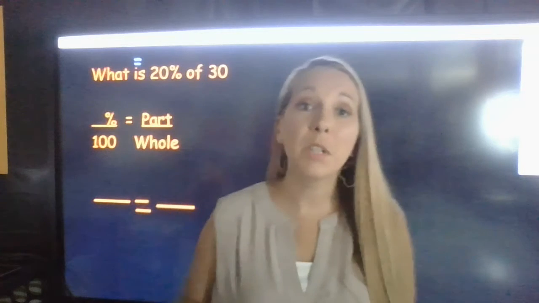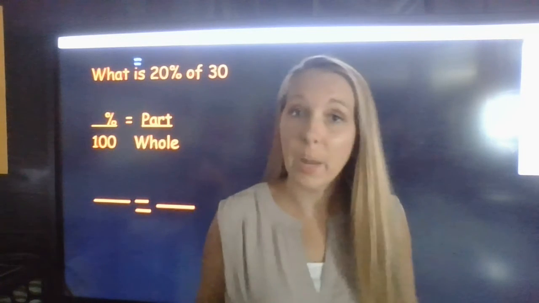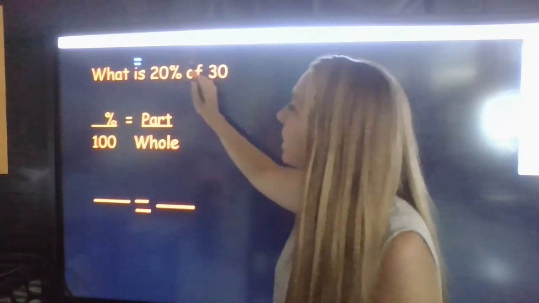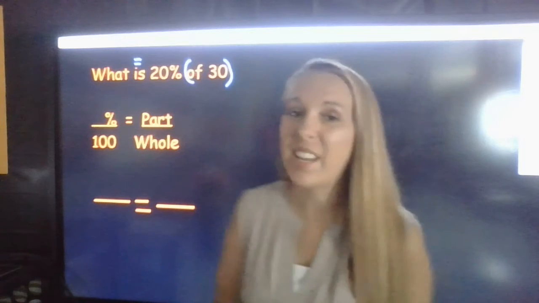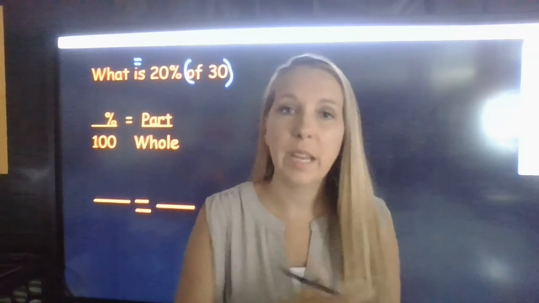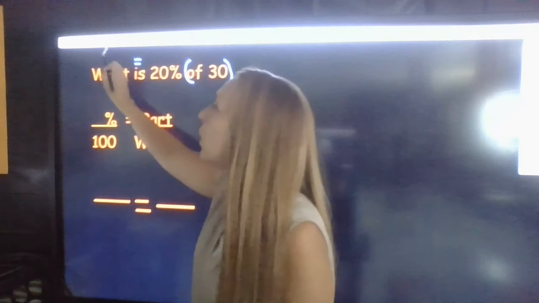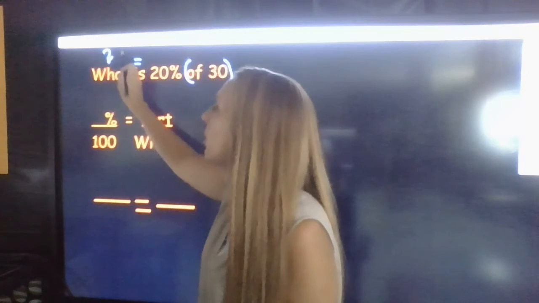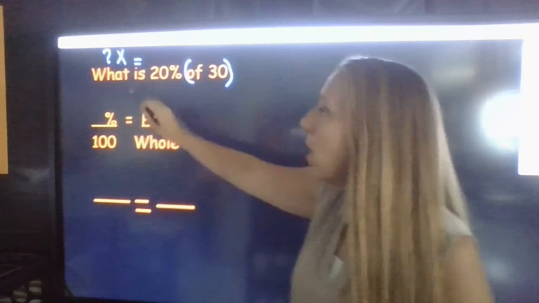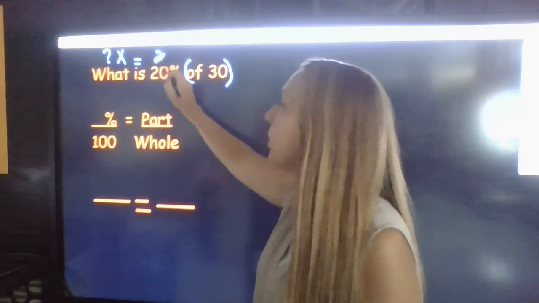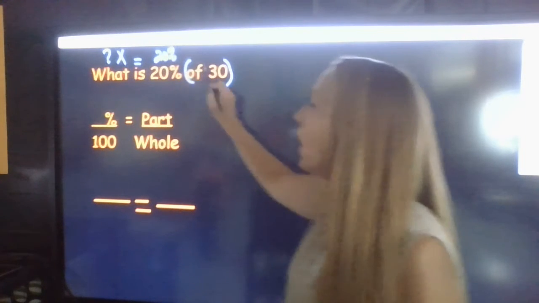"Of" in language is a prepositional phrase. It is starting a preposition. So with this, in a minute, you'll see when we can kind of take it out a little bit, and you'll be able to see a little bit better how this works. So right here it says what. We don't know what this is, so we could put a variable here if we wanted to. What equals 20% of 30?